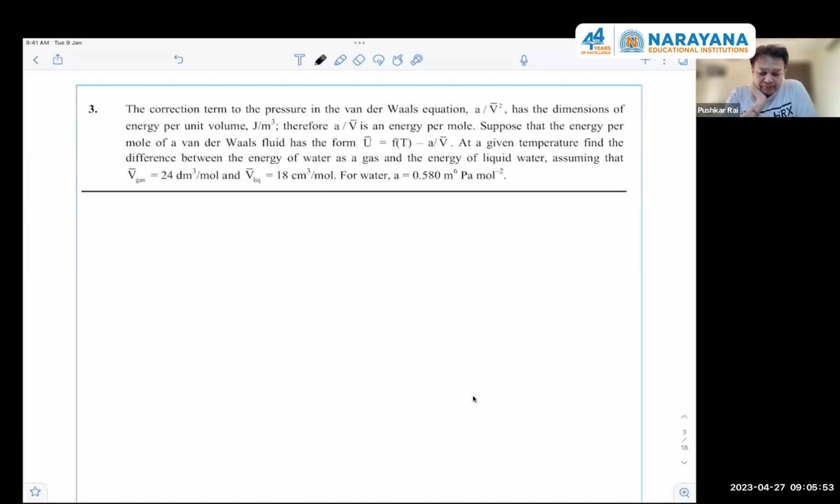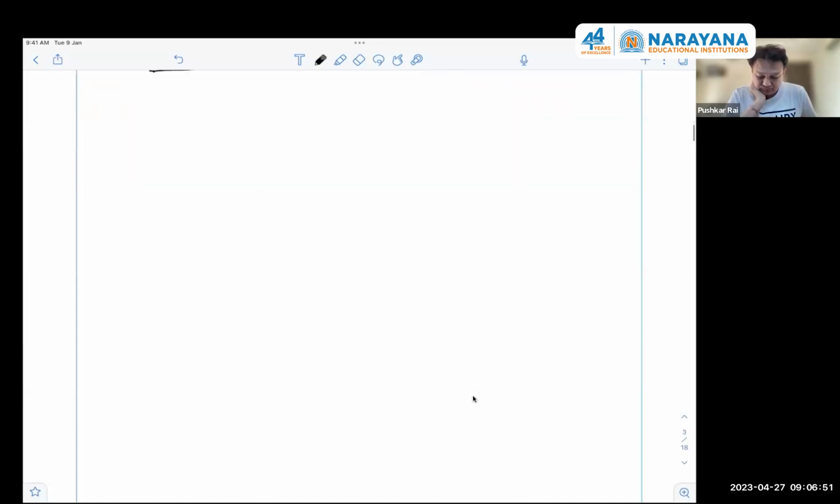The correction term to the pressure in the van der Waals equation, A by V square, has the dimension of energy per unit volume, joules per meter cube, where A by V is the energy per mole. Suppose that the energy of a mole of a van der Waals fluid has the form U is equal to CvT minus A by V. At a given temperature, find the difference between the energy of water as a gas and the energy of liquid water, given the molar volume. What is V bar? It is called molar volume.